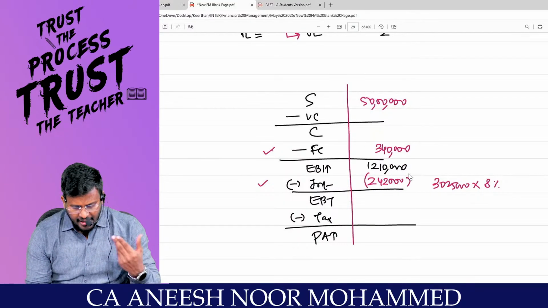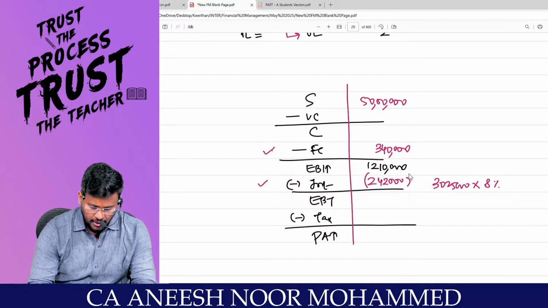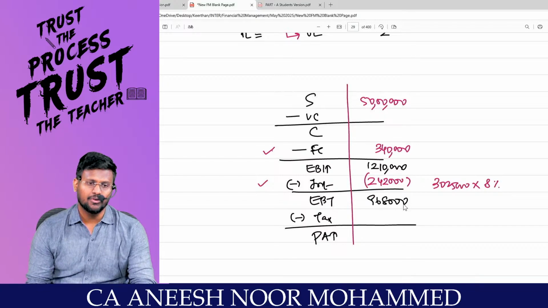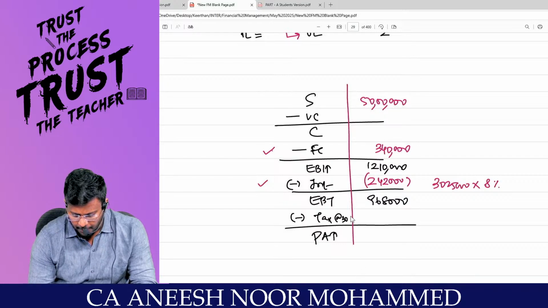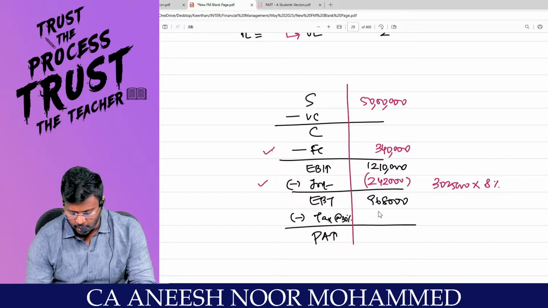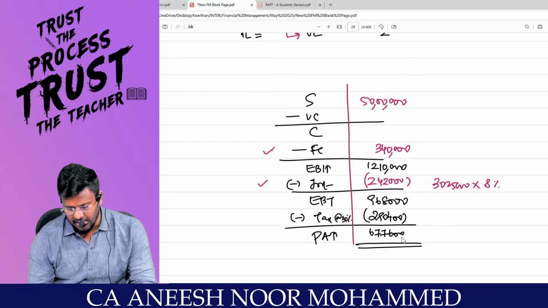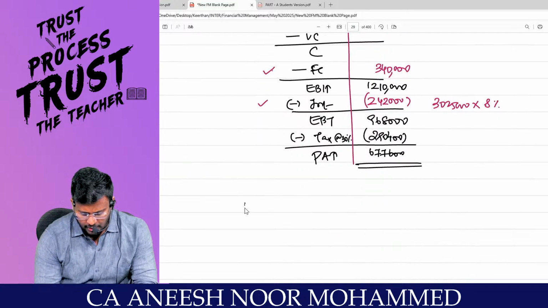If my EBIT is 12 lakh 10,000, from that, if I reduce 2 lakh 42,000, I will get 9 lakh 68,000. Comfortable? Less tax at the rate of 30% given in the question. So 9 lakh 68,000 into 30% comes to 2 lakh 90,400. That means 6 lakh 77,600 is the PAT.